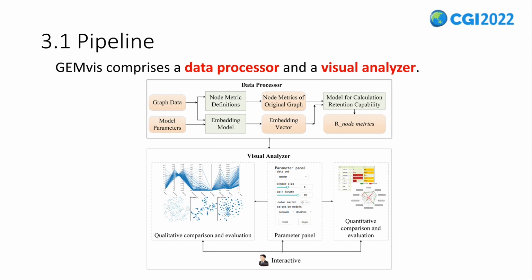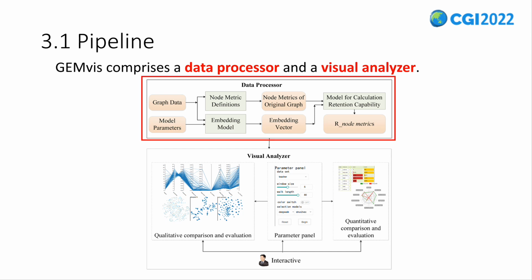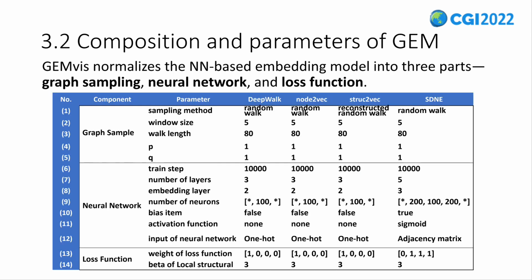The visual analysis mainly represents the data processor results, interactively comparing and refining graph embedding models. Let's turn to the data processing section first. Inspired by the working principle of an NN-based graph embedding model, we normalize the 4 typical NN-based graph embedding models into 3 parts, including graph sampling, neural network, and loss function. The default values of the parameters for the 4 GEMs are shown in this table.